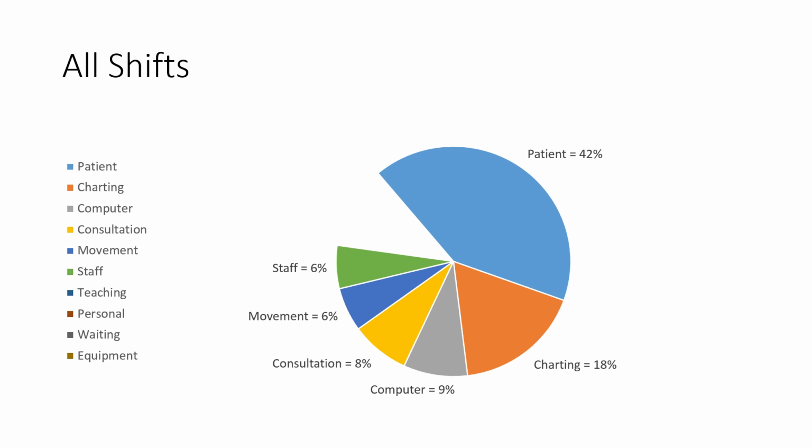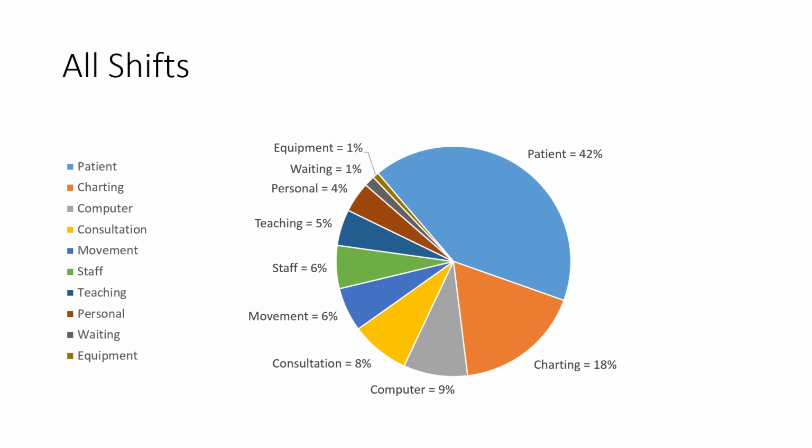So walking is 6%. I was actually surprised by that. We spend a lot of time walking through the department still. Staffing, talking to staff, 6%. Teaching, 5%. I was surprised by that one as well, and I'll talk about that in a minute. Personal time 4%, waiting and equipment both 1%. So the teaching was 5%, and then I realized, oh, that's because some of the shifts don't have learners on them. So on average we teach about 5% of the time, but I looked at just the shifts where there were students assigned.